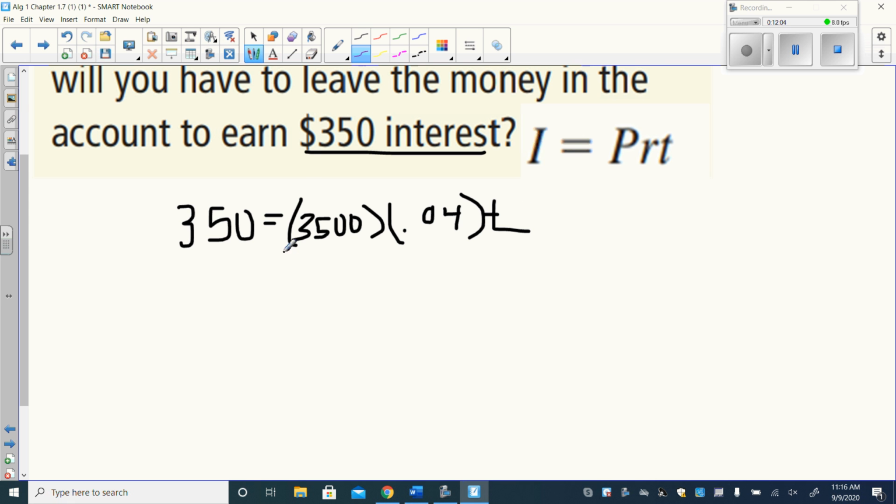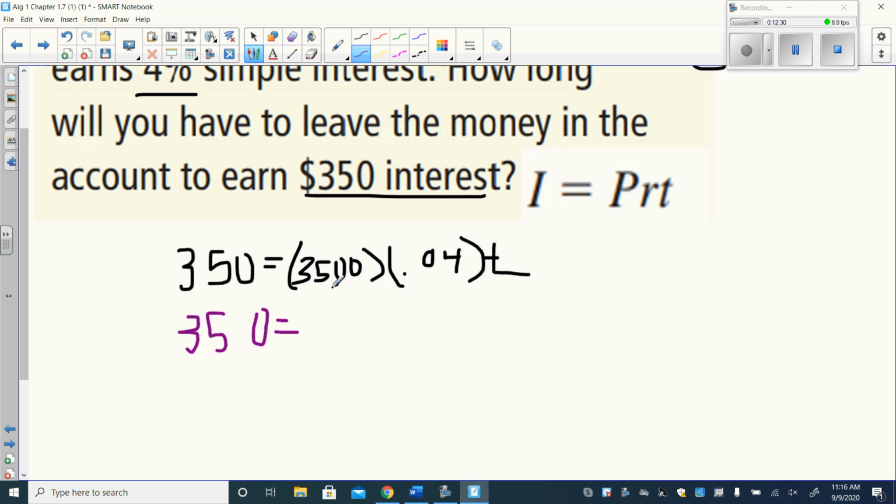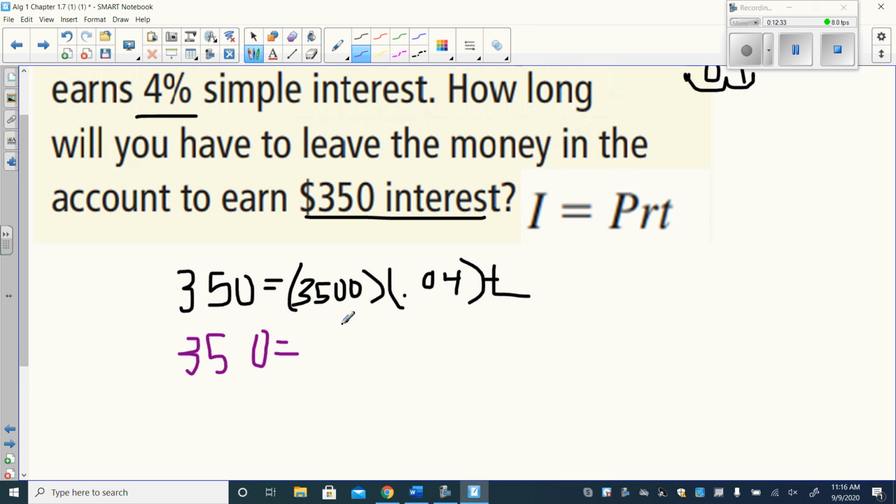Now again, kind of like we did before, this right here, we can simplify the right-hand side. So we can do 3,500 times 0.04. So the 350 won't change. I can grab my calculator, pull it back out, and do 3,500, because that was our starting amount, and multiply it by 0.04. And 3,500 multiplied by 0.04 is 140t.